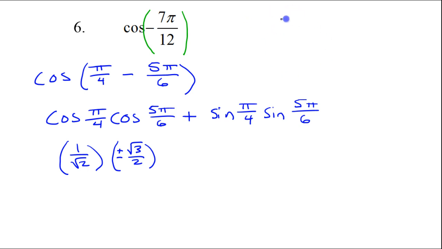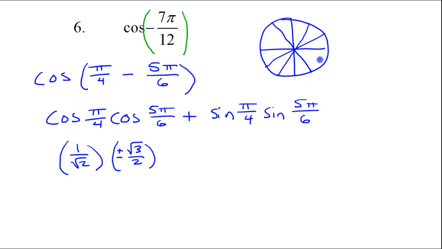So let's look at a little picture, my friend. Okay, so here are, I'm going to draw some pi over 6s real quick. Okay, here are my pi over 6s. Now, 5 pi over 6 is right here, okay, in the second quadrant. So, in this quadrant, cosine is negative, because cosine is an x value, and x values are negative over here to the left. So that's why I'm going to go ahead and say negative radical 3 over 2. All right, let's keep going.